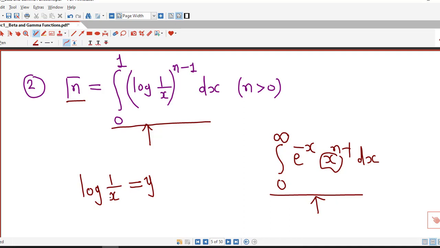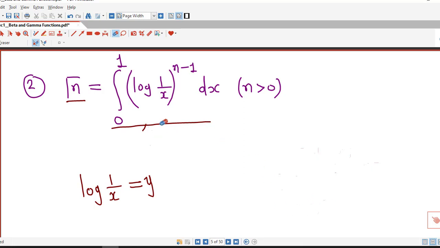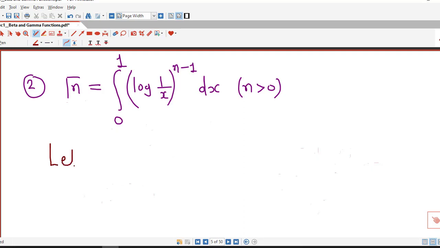If we consider log 1 by x equal to y, then we will obtain y raised to n minus 1 here, and after converting x in terms of y, we may have this type of exponential function. So from this we can get the idea of which type of change of variables we have to consider. Here also we will start from the right hand side. We change the variable in this way. We consider the logarithm of 1 by x equal to y.